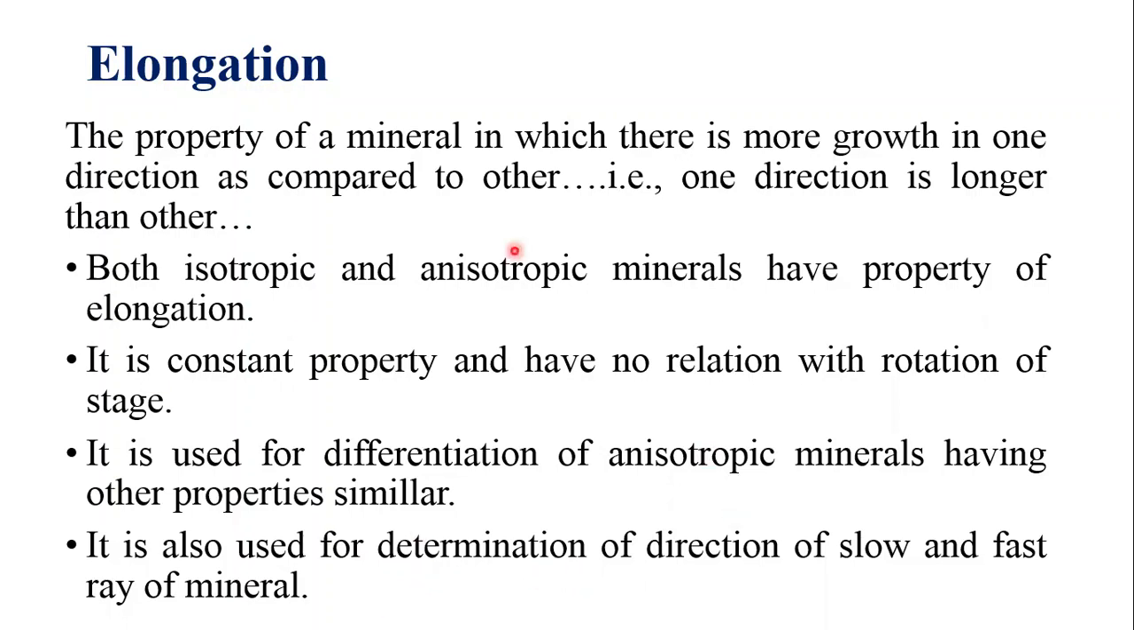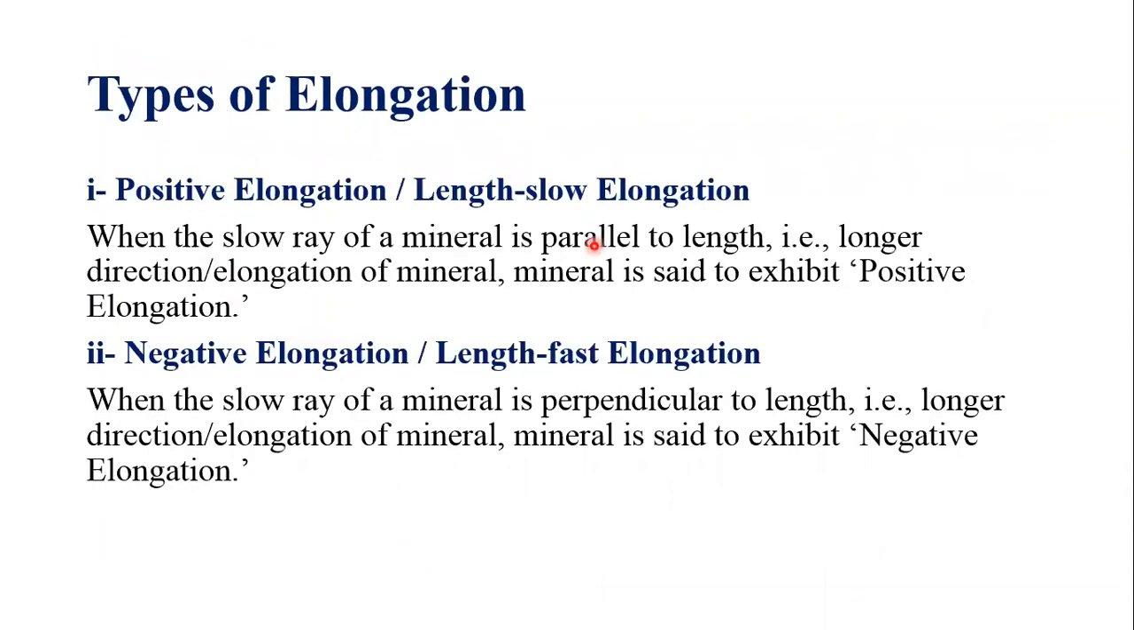Now, types of elongation. There are two types of elongation. One is positive elongation or length slow elongation. What is positive elongation? When the slow ray of mineral is parallel to the length, that is longer direction or elongation of a mineral, the mineral is said to exhibit positive elongation.